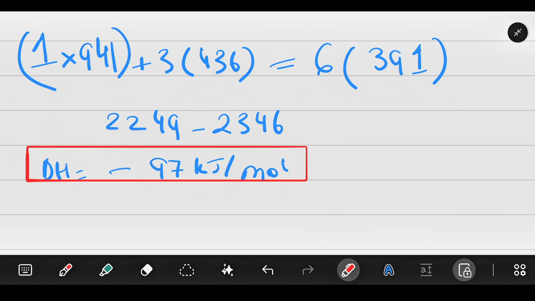So this wraps up our chemical energetics part 3 and the chemical energetics topic for the IGCSE syllabus.